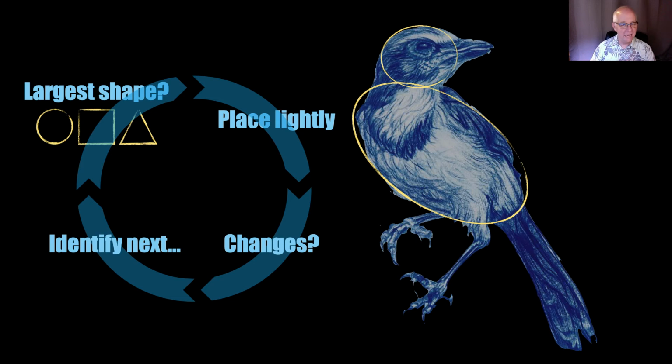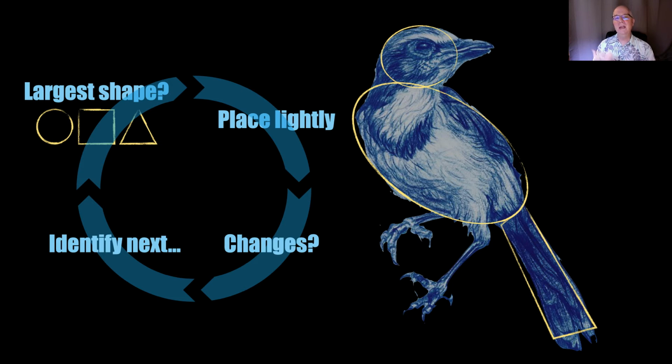As I look at the tail of this bird, it looks kind of like a rectangle for me. So I place it lightly and I ask myself, what changes do I want to make? And I go, well, I think the bird's tail is up a little too high. I think it's down lower on the oval, so I move it.